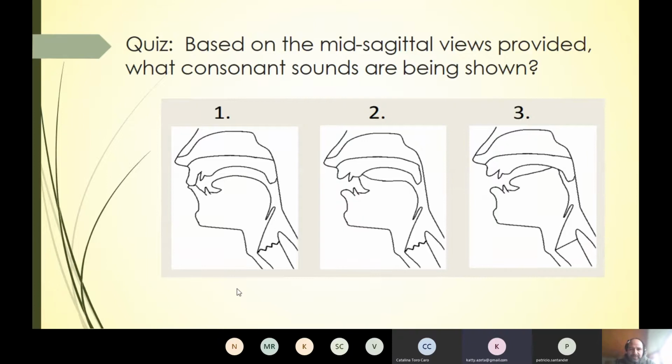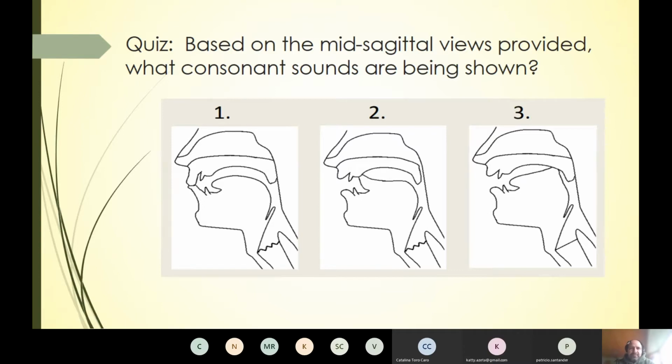I decided to start this session with a short quiz. This is a formative quiz, so you don't need to be afraid or nervous. It does not have a grade involved, okay? The quiz says, based on the mid-sagittal views provided. The mid-sagittal views are these images, right? These diagrams, pictures, if you will, showing the vocal tract.